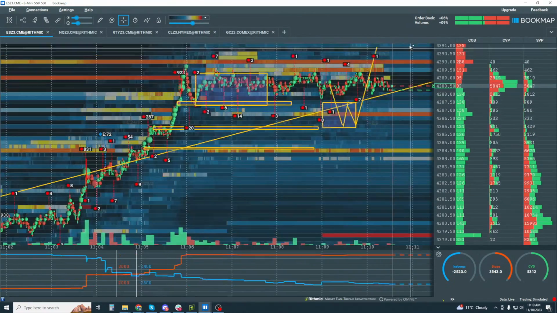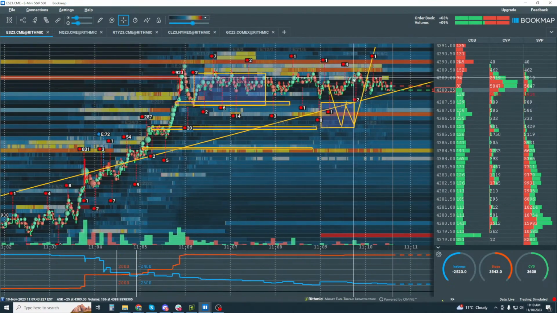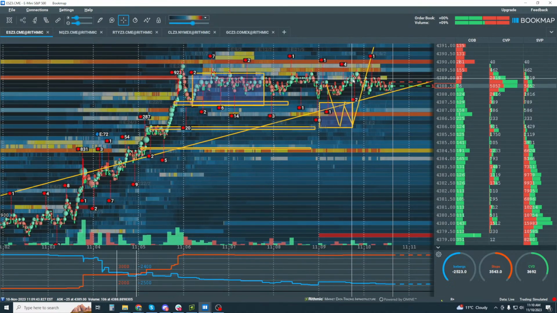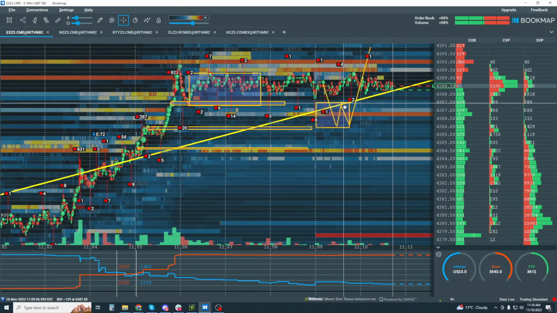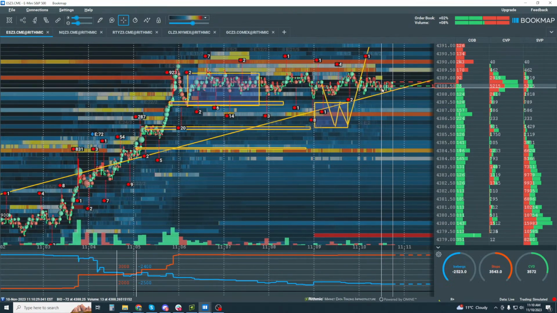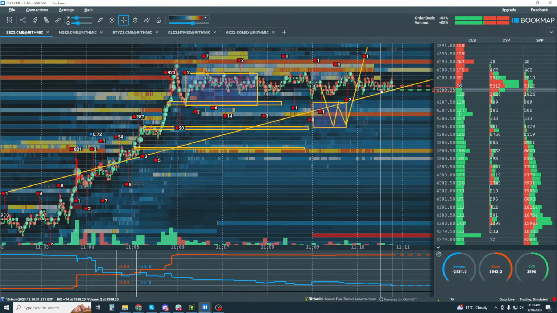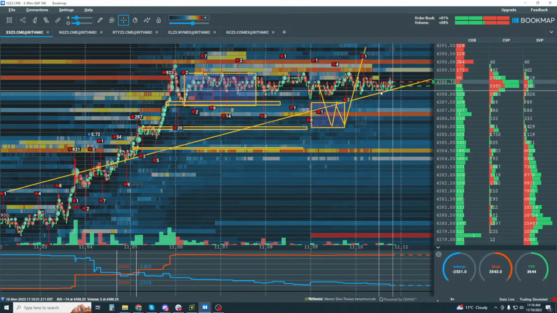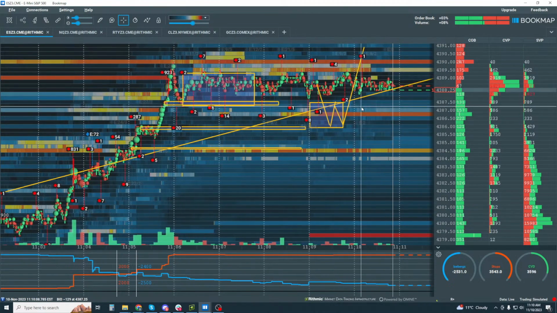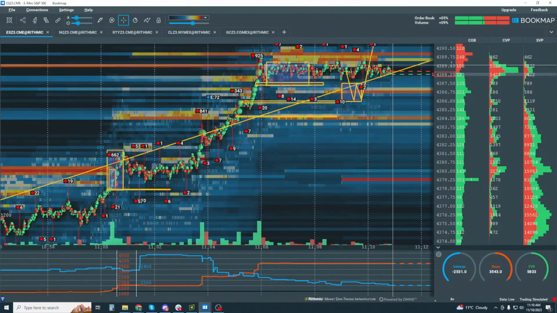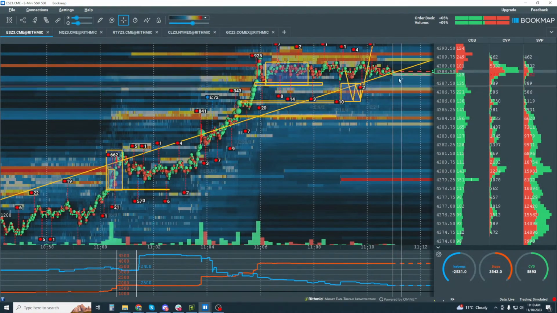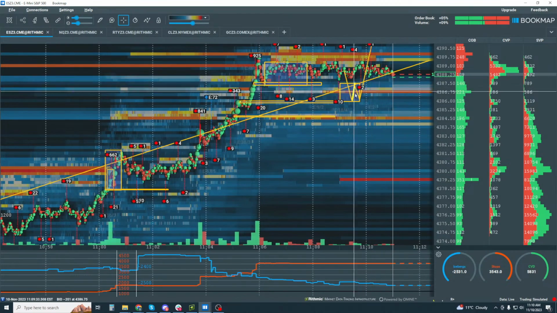All right, so anyway, I'm not interested in buying at this point. I'm looking for that pullback. I'm looking for a trap, and then I'm looking for buyers to squeeze the sellers in here. So if I miss it, I miss it. But that's what I'm looking for.